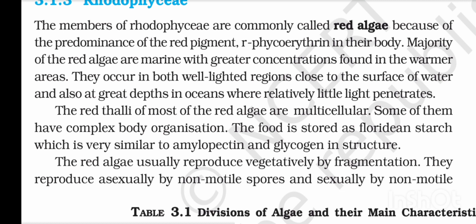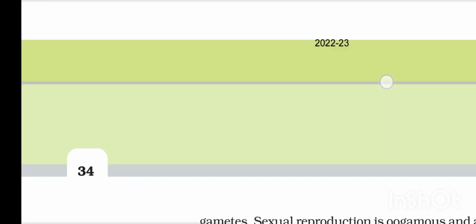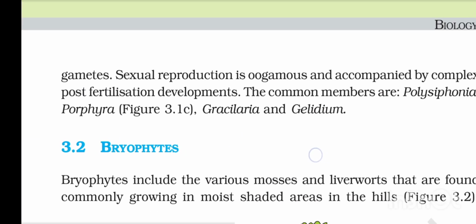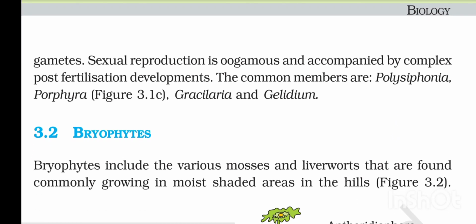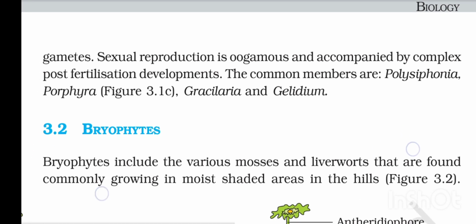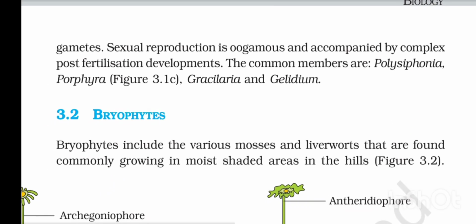The food is stored as floridean starch, which is very similar to amylopectin and glycogen in structure. The red algae usually reproduce vegetatively by fragmentation. They reproduce asexually by non-motile spores and sexually by non-motile gametes. Sexual reproduction is oogamous and accompanied by complex post-fertilization developments. The common members are Polysiphonia, Porphyra, Gracilaria, and Gelidium.